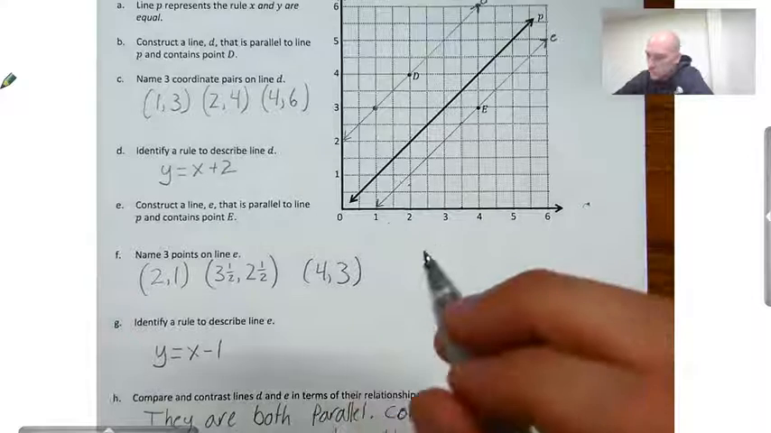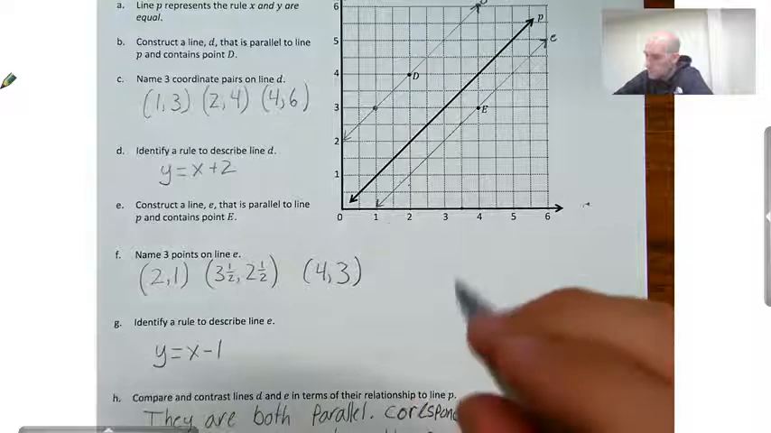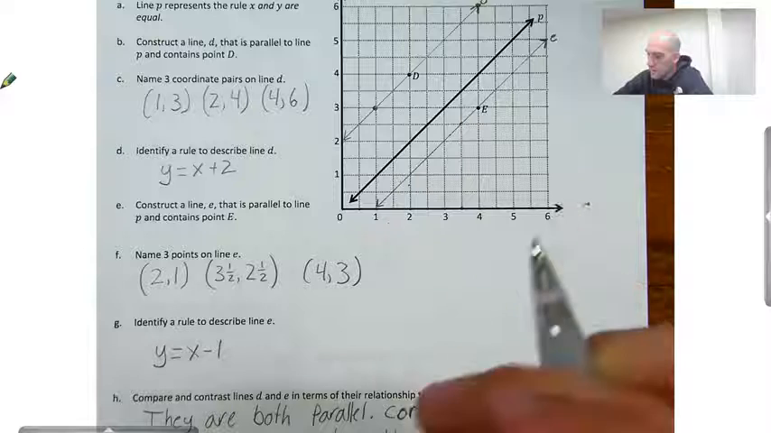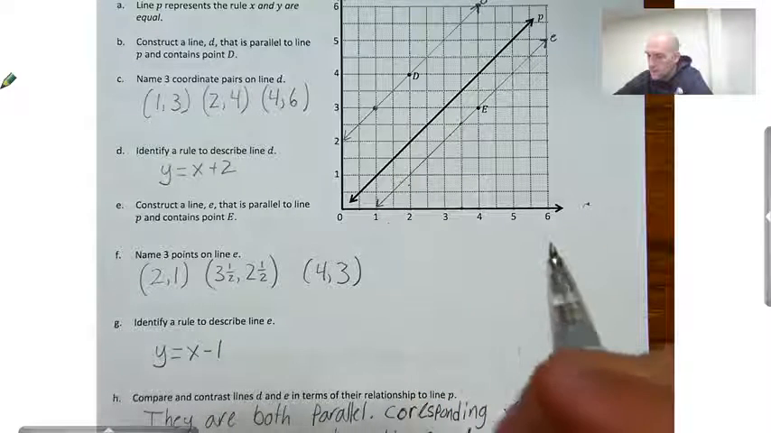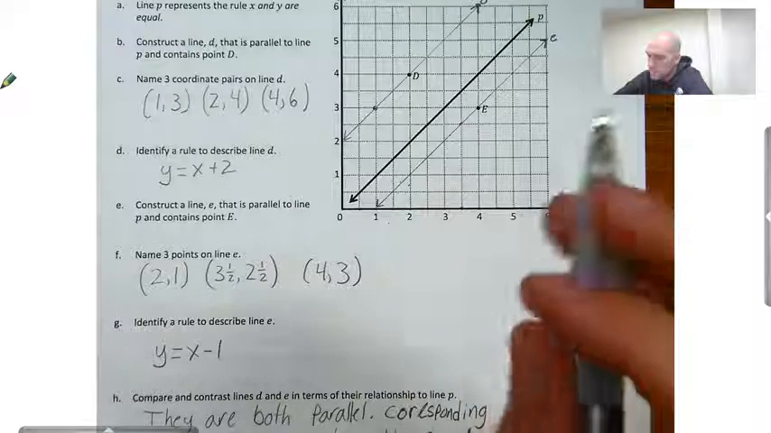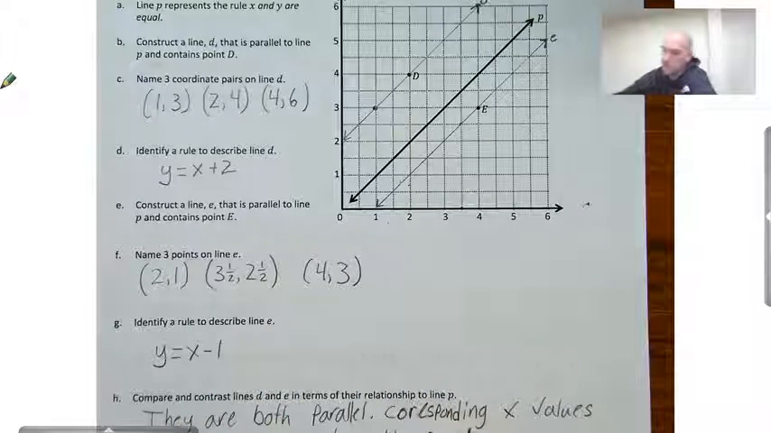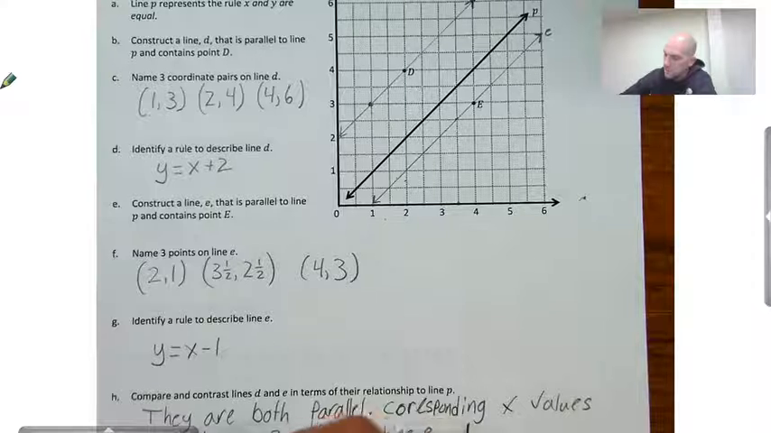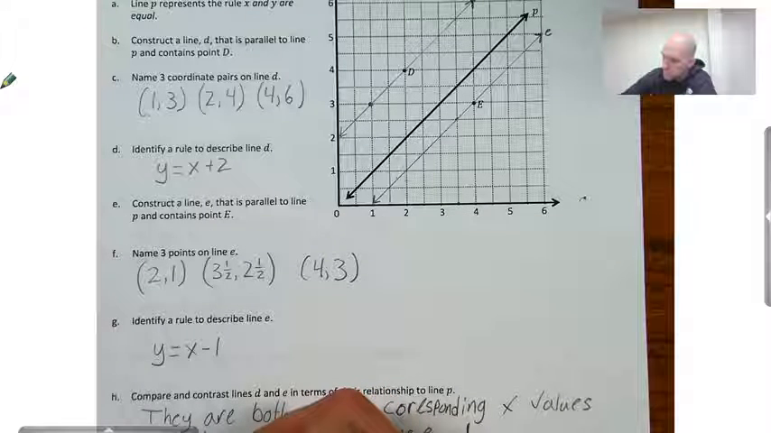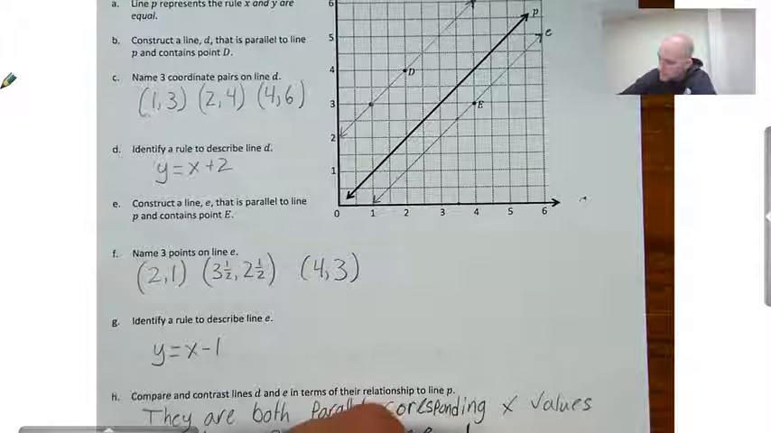And it says, write a rule for a fourth line that would be parallel to those above that would contain the point 5.5, 2. Explain how you know. So 5.5, 2, well, it looks like we have -3.5. So our rule would be y equals x minus 3.5.